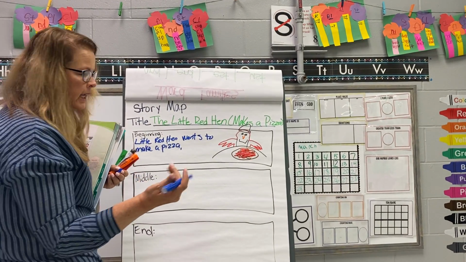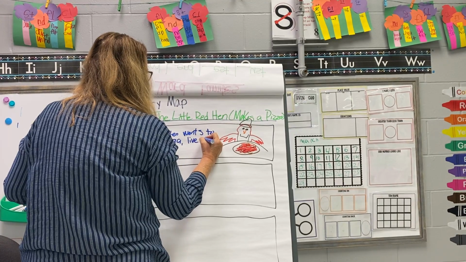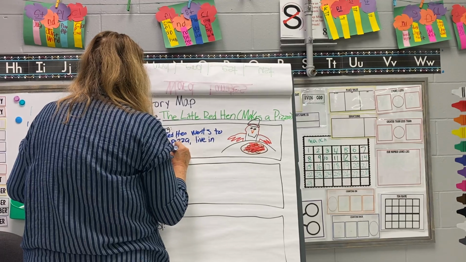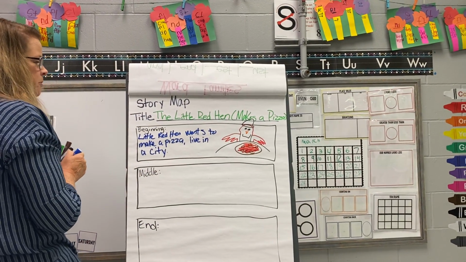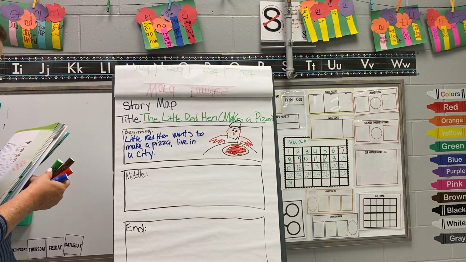Tell me about the setting. Where does she live? And I'll just write that. Lives in a city. So we're just taking notes. They don't have to be exact sentences. But that's about what happened at the beginning of the story.